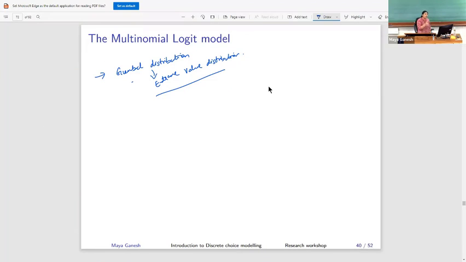Right. So this is the only difference when it comes to multinomial logit. But as far as estimation is concerned, all the procedures of maximum likelihood estimation extend beautifully and straightforwardly. It's only that the computational burden grows as the number of alternatives increases.